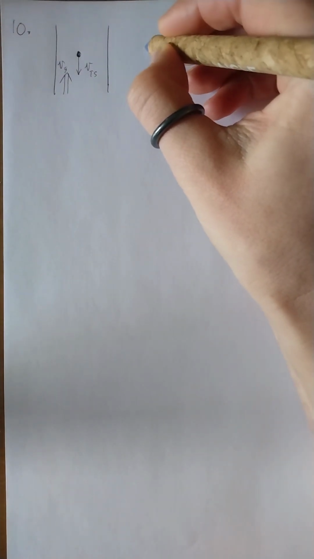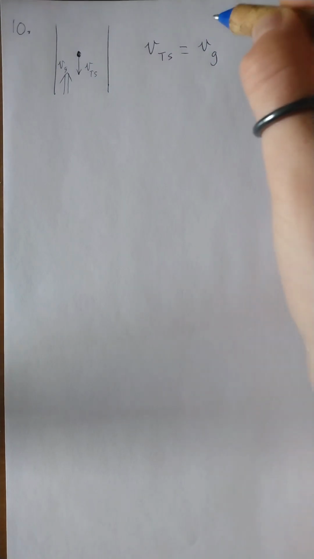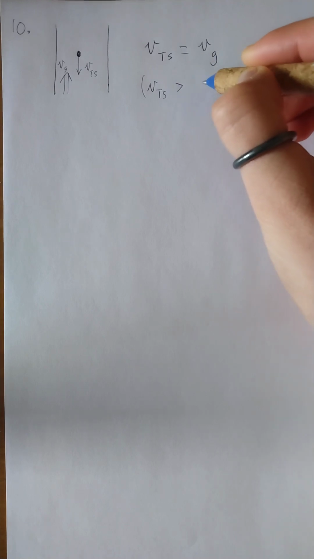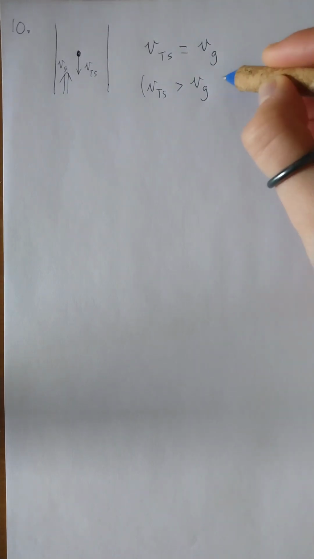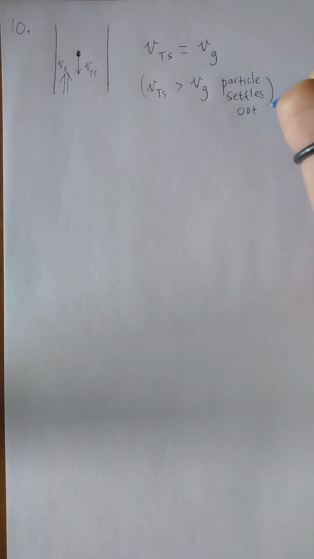The question asks, which particle size is too large to be carried out of the duct? So the larger the particle, the faster its terminal settling velocity, and so the threshold size will be given by this point at which the terminal settling velocity of the particle equals the gas velocity. So if the terminal settling velocity is greater than that gas velocity, the particle settles out. So we get our threshold size by this equality up here.